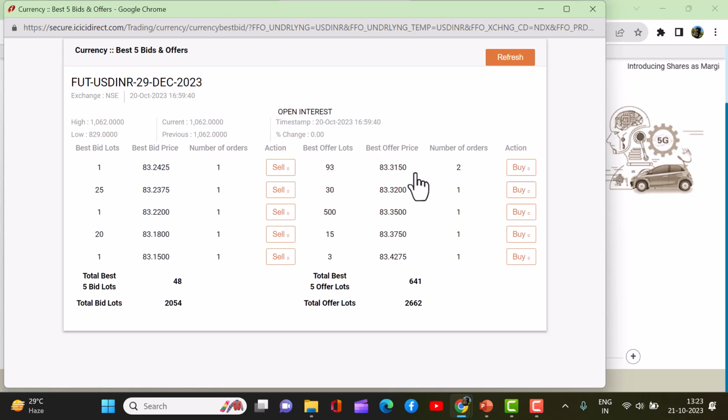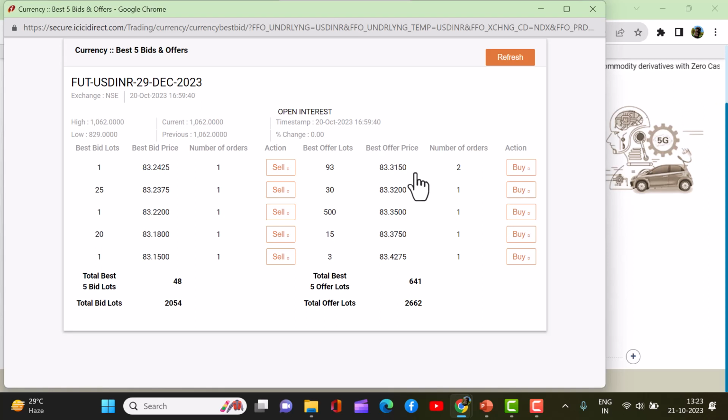Suppose I go and see that somebody is willing to sell at 83.31 and I think it's the right price. I am going to punch the order for 93 buy orders, or 90, whatever I need. So I am going to buy 93 and put this price, so my order will get matched against this price and it will get executed.